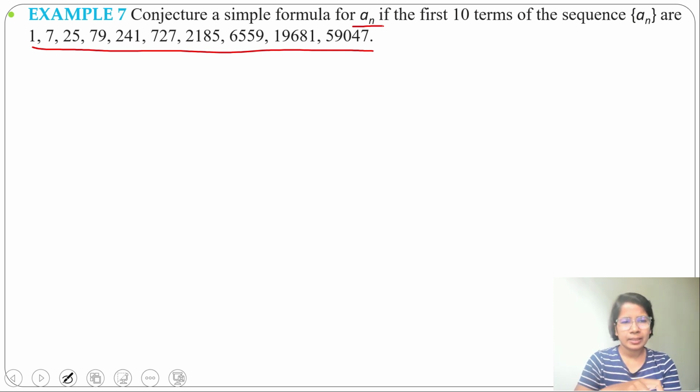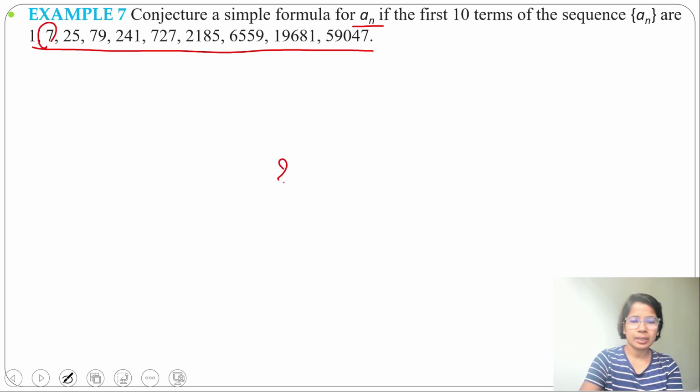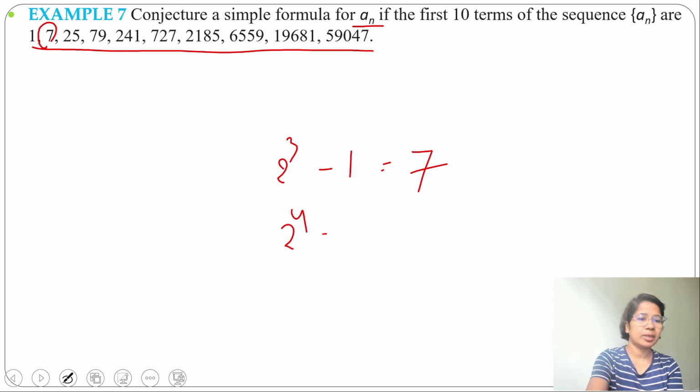Now just check, is it an AP? No, 1, 7, 25, it's not an AP. Is it a GP? No. So is it related to 2 power n? 2 power 3 minus 1 will be 8 minus 1, 7. 2 power 4 will be 16 minus 1, it should be 15, but it's 25. So no, it's not related to 2 power n.